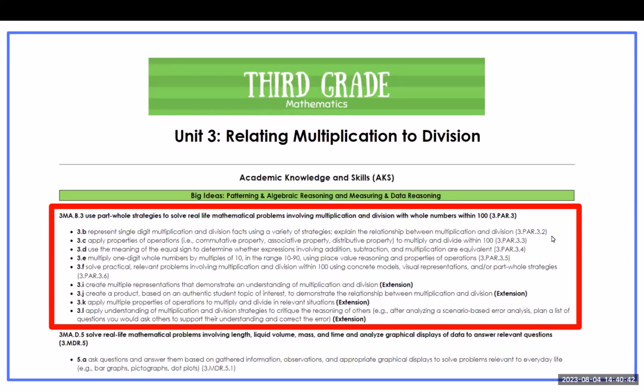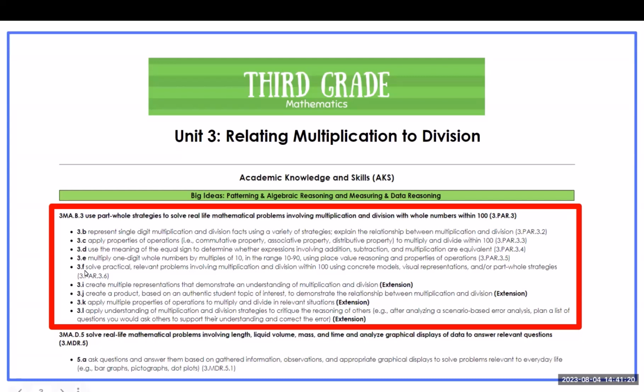The majority of our work for Unit 3 is anchored in AKS 3. This unit continues the work with multiplication, with a focus shifting to division. When teaching IOA 3B, our focus will be on the division strategies of repeated subtraction and equal sharing or forming equal groups. We will begin making connections about the relationship between multiplication and division as well.